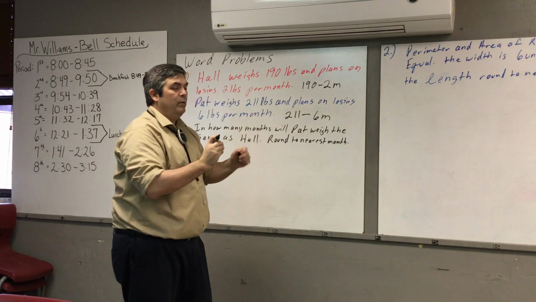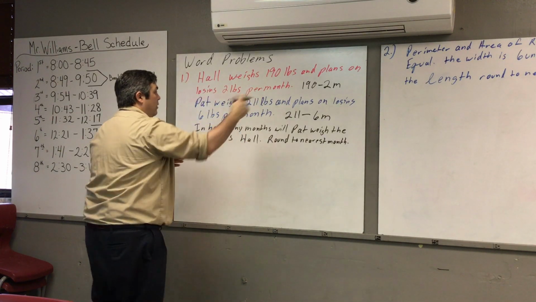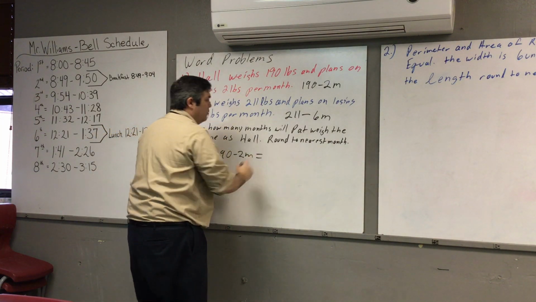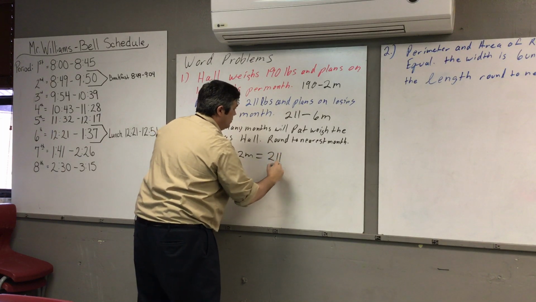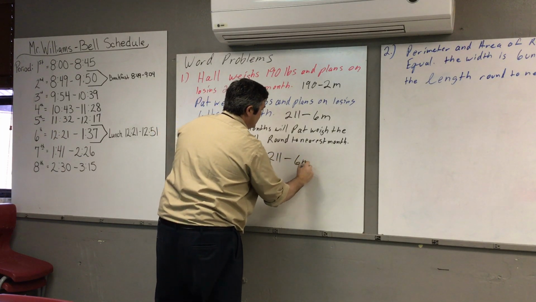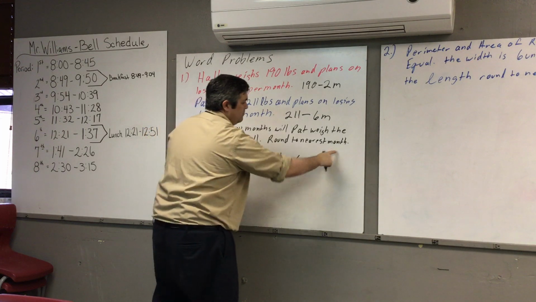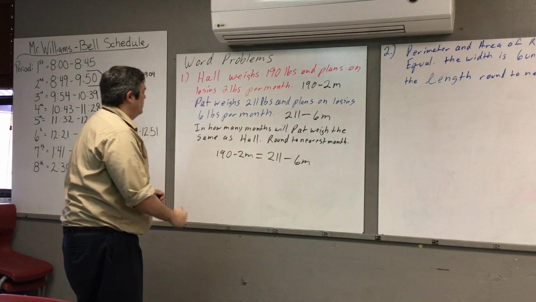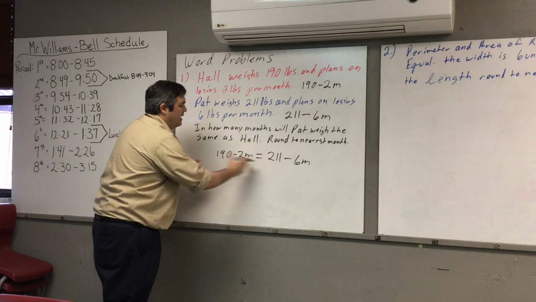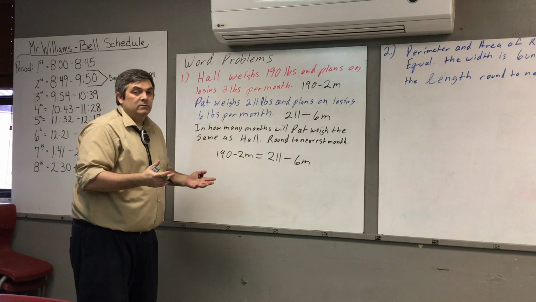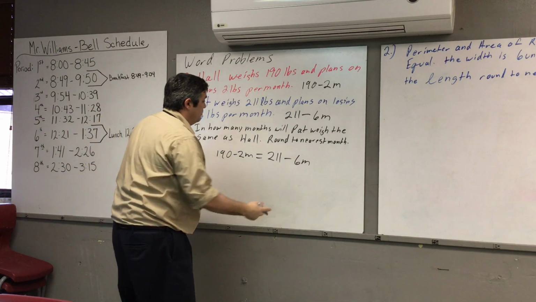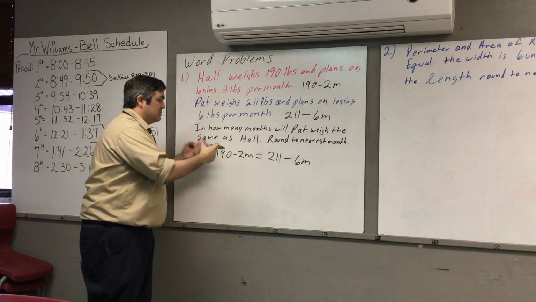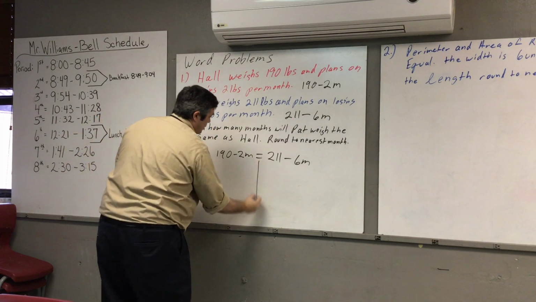So if we're doing that, we can set this up as an equation. 190 minus 2M equals 211 minus 6M. And notice it says round to the nearest month. All that means is round to the nearest whole number. That's what that's telling me. All right, so now from here, we have an equation. We have variables on both sides, so we want to move the variables and get them together, and then just solve for that variable. So draw our line.